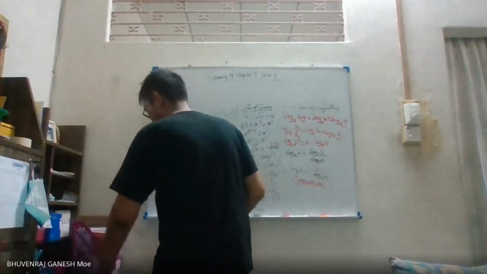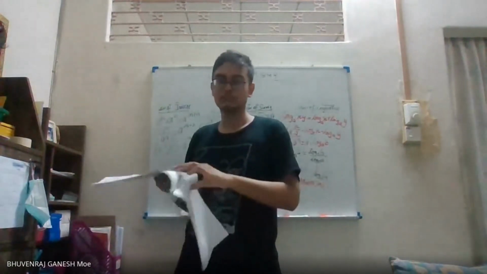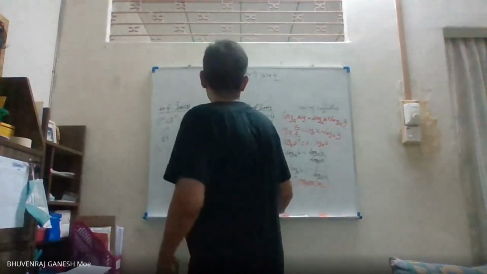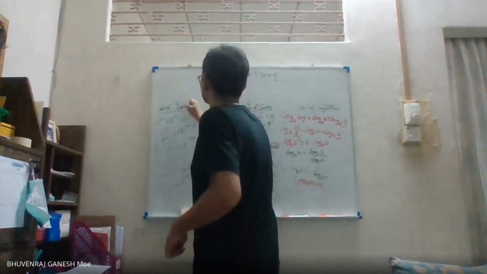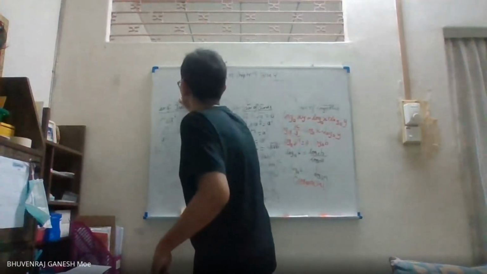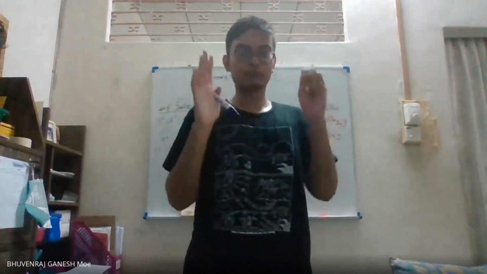So basically the whole chapter is indices, surds, and logs only. Indices are related with surds, and I will say that indices are also related with logs. These two can be interrelated. This one can be related to this, and this also can be related to this. But surds and logs are not related. So they are separate things.